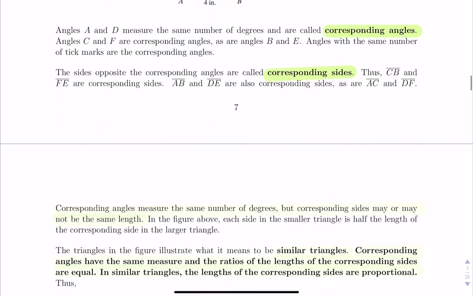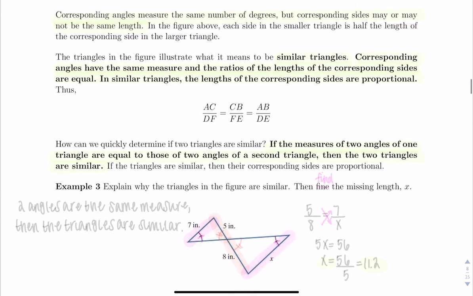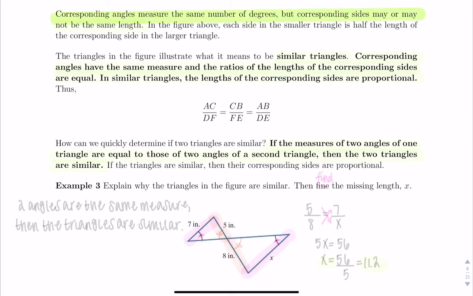Corresponding angles measure the same number of degrees, but corresponding sides may or may not be the same length. In the figure above, each side in the smaller triangle is half the length of the corresponding side in the larger triangle. The triangles in the figure illustrate what it means to be similar triangles. Corresponding angles have the same measure, and the ratios of the lengths of the corresponding sides are equal. So in similar triangles, the lengths of the corresponding sides are proportional. So AC over DF is equal to CB over FE and AB over DE.